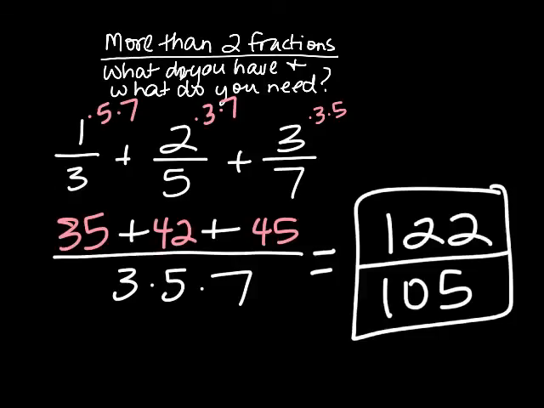You know what? I think I did not add that up correctly in my head. Let's try that again. 5 plus 5 is 10, plus 2 is 12. Oh, okay, and I was right. 4 plus 4 is 8, plus 3 is 11, plus 1 more is 12. So I was right. So it's 122 over 105.